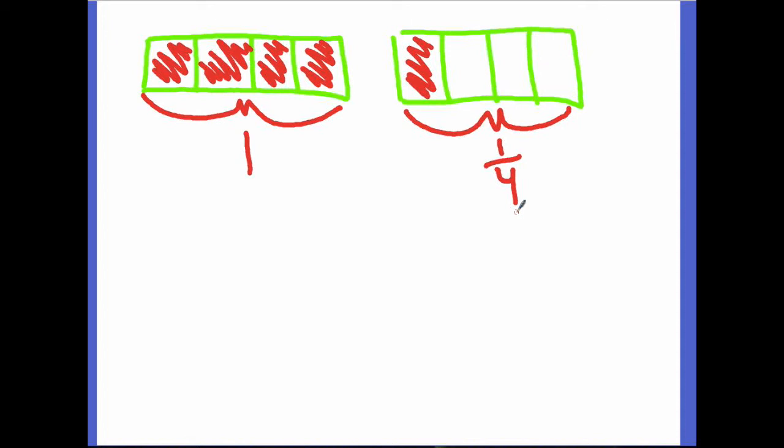You would have, what makes up that 1 whole? It would be 4. How many total boxes do I have? 4. How many are shaded in? 4. So 1 whole would equal, 1 whole equals what? 4/4. Yep, 4/4.